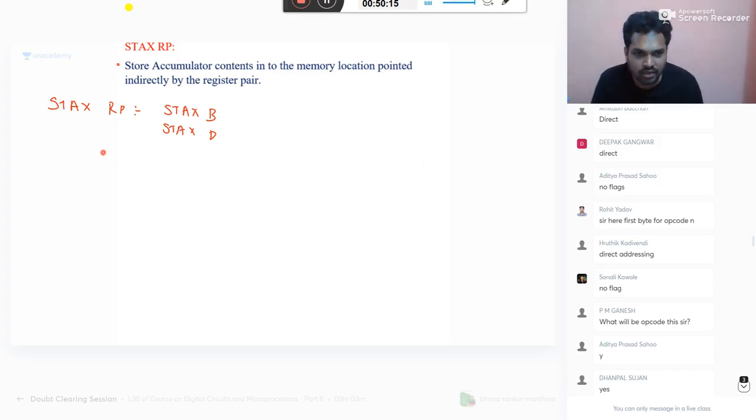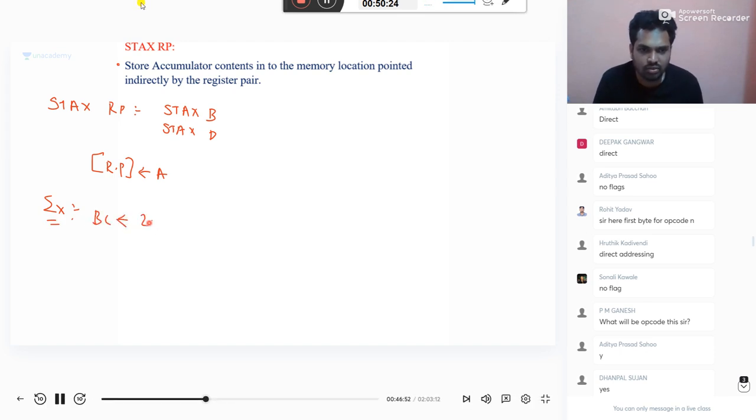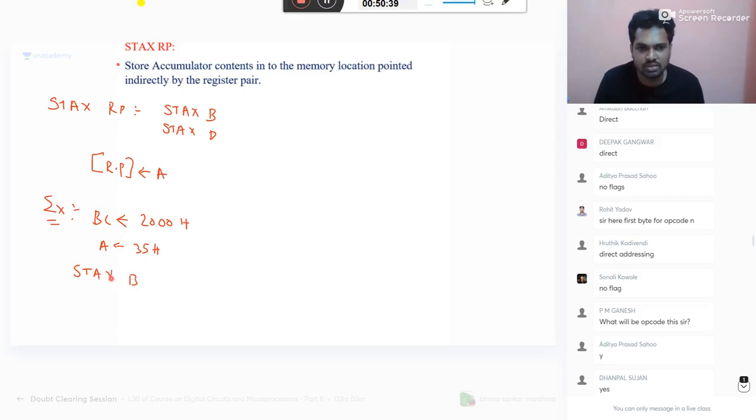Your accumulator will be copied into the contents of the memory. So for example, your BC already has 2000. Why every time the same number? Then the accumulator has some number, 35, initially. Now if I say STAXB, what happens? The accumulator is copied into the contents of 2000.